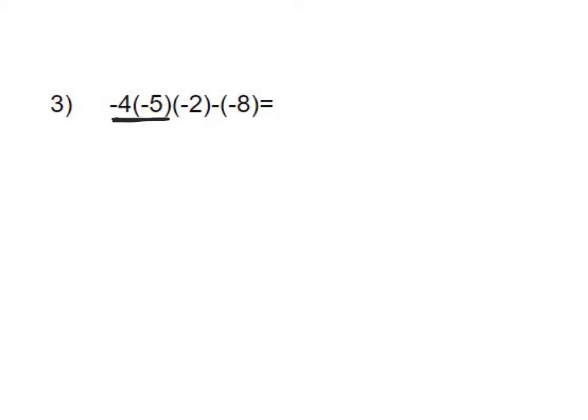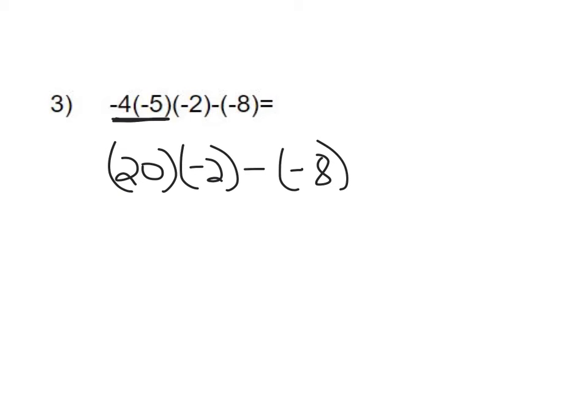Now, if it's negative times a negative, that means my answer is going to be positive. So 4 times 5 is 20. Okay, now I'm going to go ahead and put parentheses around it, put negative 2 minus negative 8. I'm rewriting the problem because that keeps me organized and I can see what comes next. So again, parentheses next to parentheses means multiplication. So that means 20 times 2 is going to be 40. And because you have a positive and a negative, that means different signs, so your answer is going to be negative. So in this case, you have negative 40 minus a negative 8.